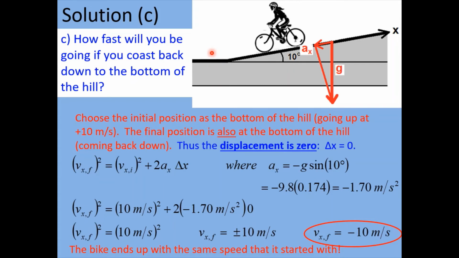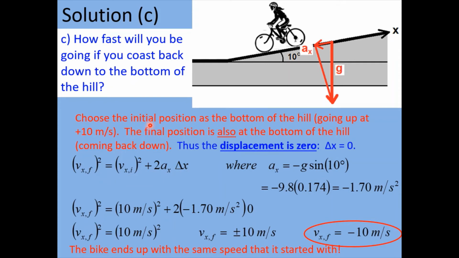So again, we can use our equation here without any time in it, so we don't have to solve for time. And so we've got final velocity squared is equal to initial velocity squared plus 2 times acceleration times delta x. Now this is the key here, the trick here.